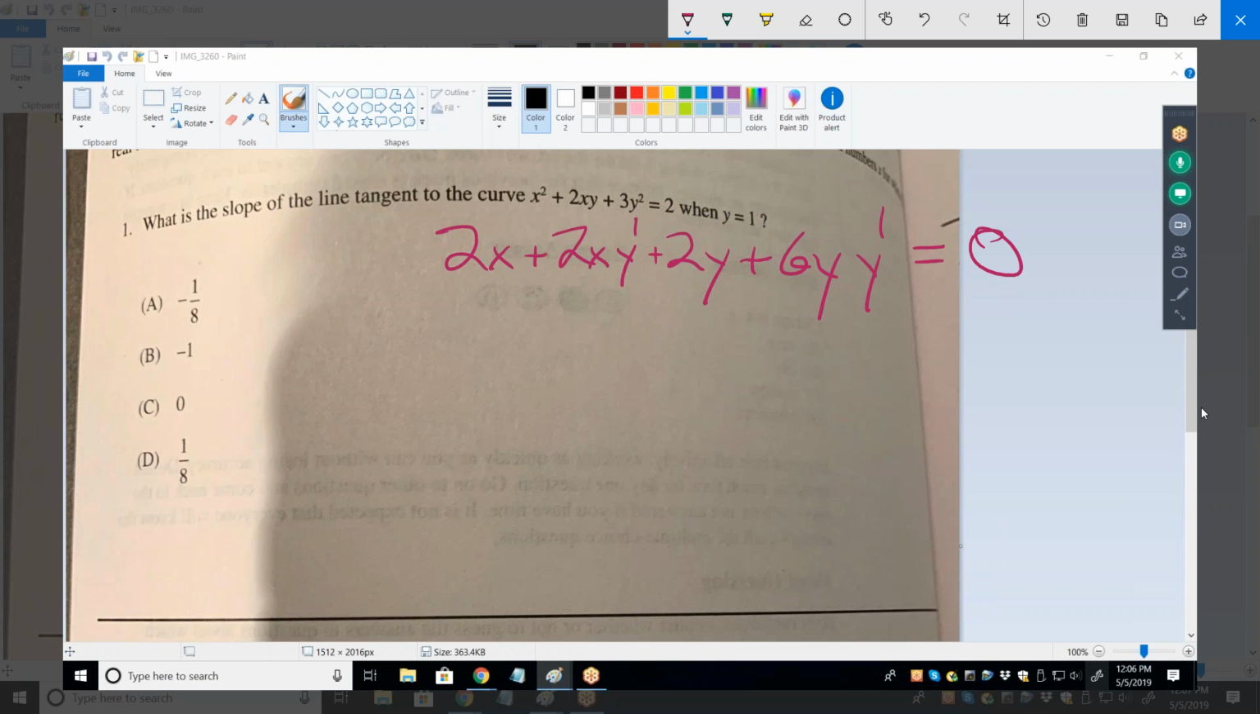Next step is we got to get the 2x and the 2y over onto the other side of the equation. Okay, why don't we, while we're at it, get rid of all these even numbers. Let's make that a 1, a 1, a 1, and a 3. Okay, so it'd be minus x minus y.